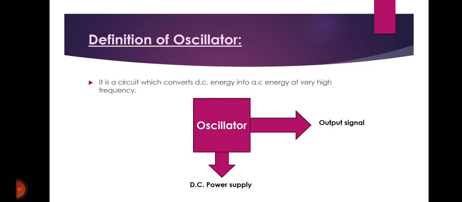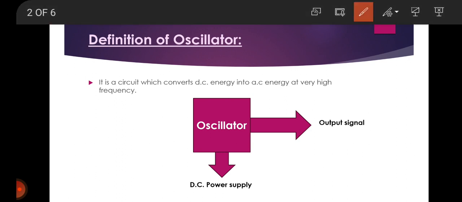So see, what is the definition of oscillator? It is a circuit which converts DC energy into AC energy at very high frequency. So see here, if we apply the DC power supply to this oscillator circuit, it converts it into AC energy at very high frequency at the output.